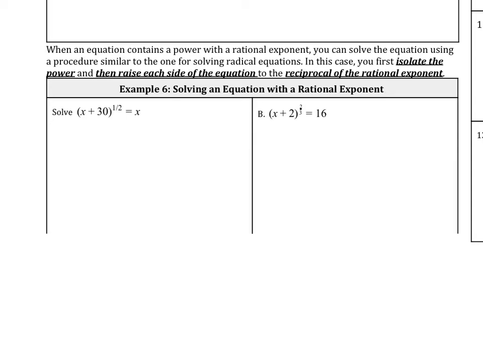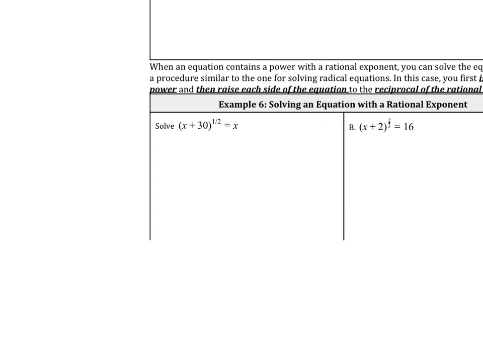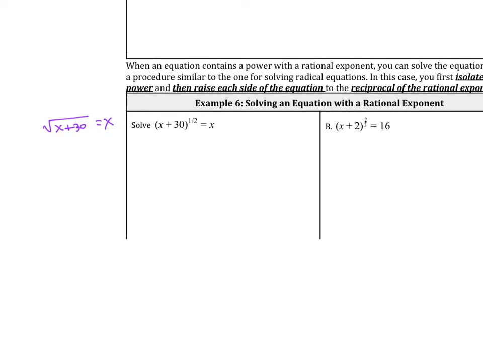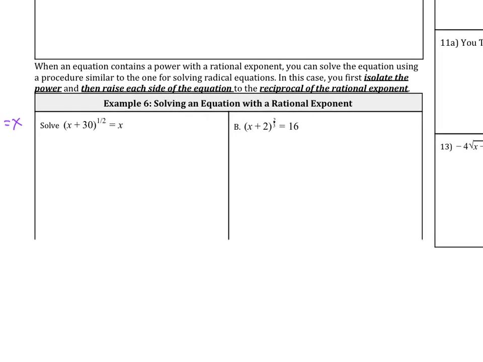So you have x plus 30 raised to the 1/2 equals x. Now, just real quick, we have to remember that we can rewrite x plus 30 raised to the 1/2 as a radical. And remember, the denominator is the index. So really, this is the square root of x plus 30 equals x. In this case, you could rewrite this one, but then for example letter B, we don't want to. So just to reiterate, this is the same thing as the square root. Okay, let's go on with this one.